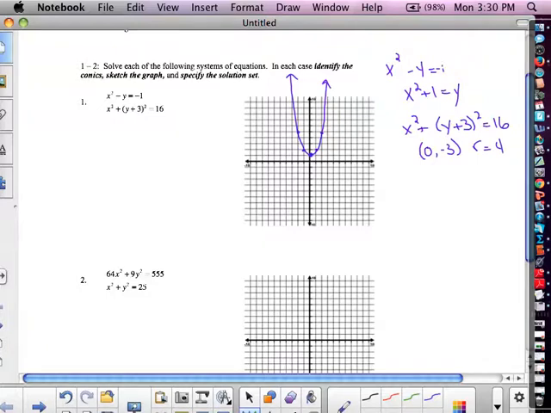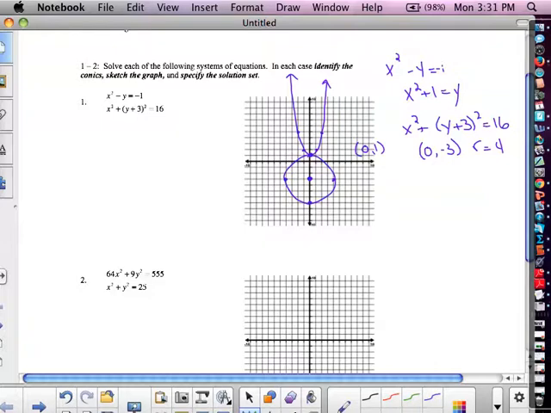So at 0, -3, and it has a radius of 4, so I can just go 4 units in any direction in all those directions, and then I can kind of sketch in that circle. So by graphing this parabola and this circle, looks like I have one solution. It looks like that solution is at 0, 1. But you still need to work on it algebraically.